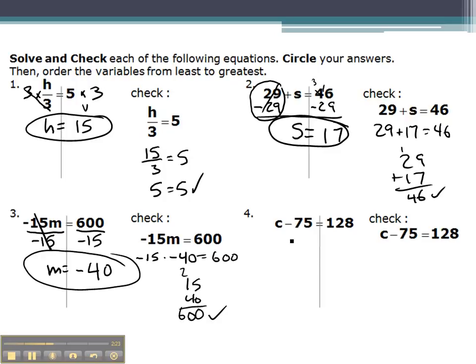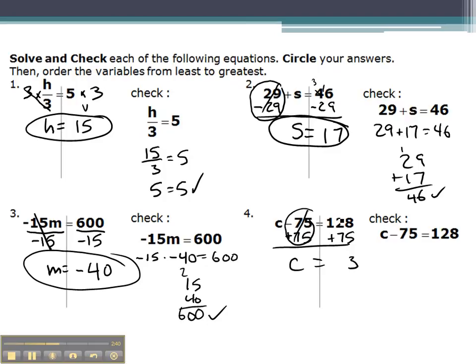On number 4, we're subtracting 75 from c. So I'm going to undo that subtraction with addition, the inverse operation. That equals 0, so we just have c on the left side. And I added 75 to the left side, so I have to add 75 to the right side.